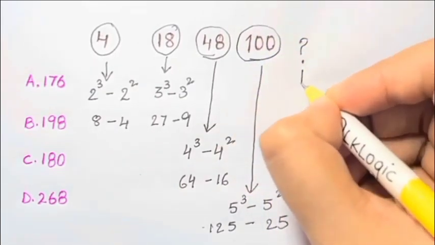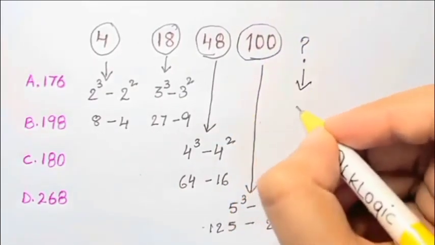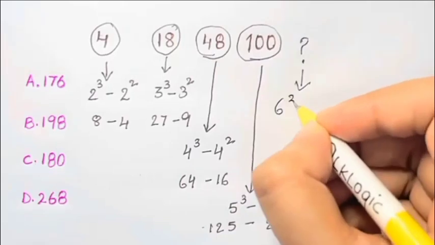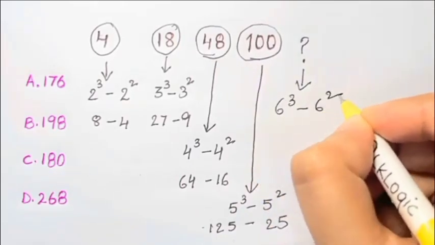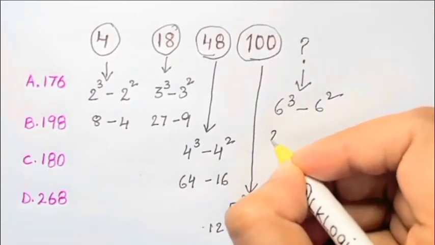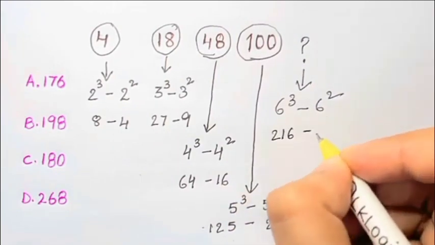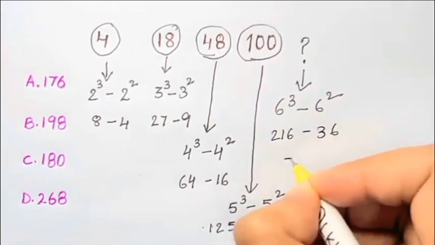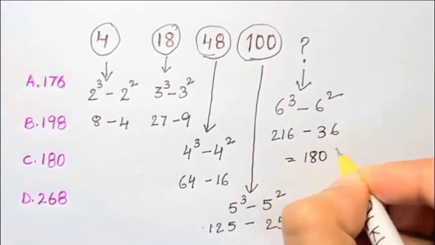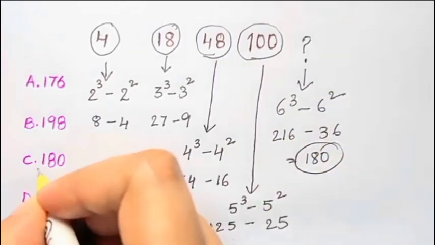What about the next number now? Now, as you have noticed the pattern, it would be 6 cube minus 6 squared. And 6 cube is 216 minus 6 square is 36. That gives you 180. That's your option C.